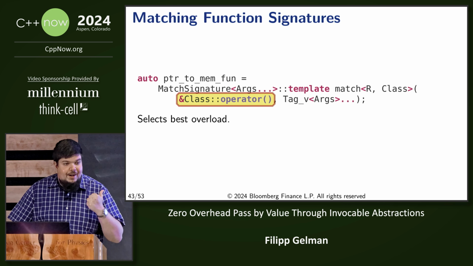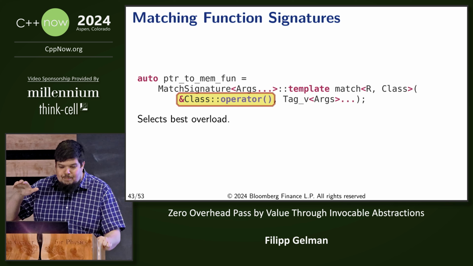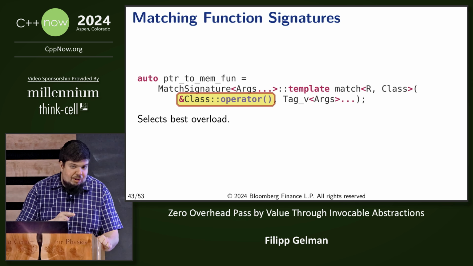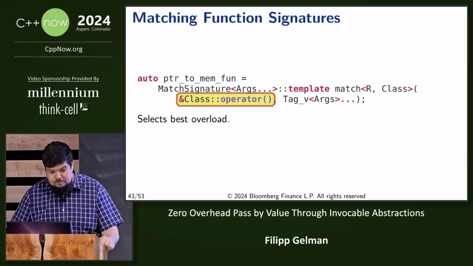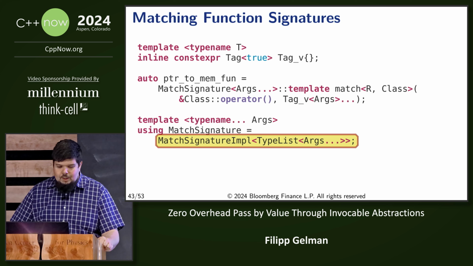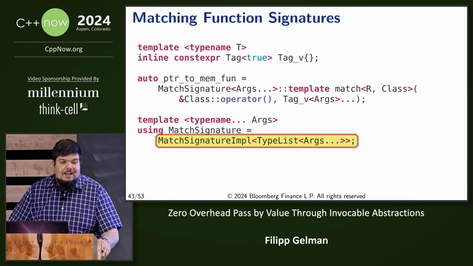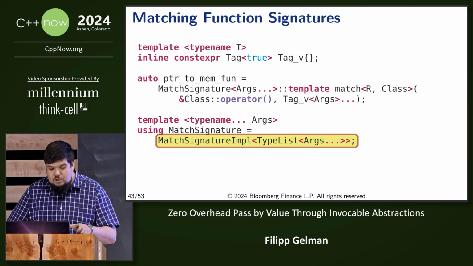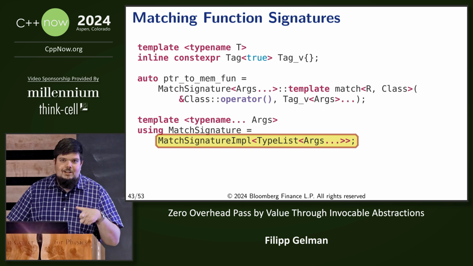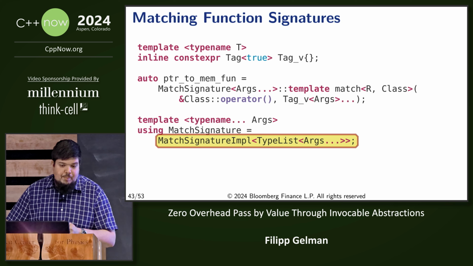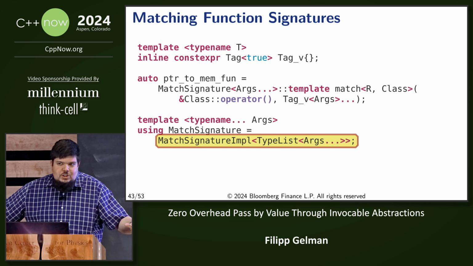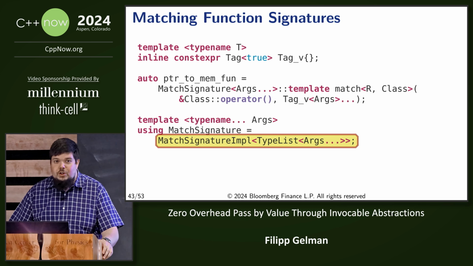Now all the rules from before apply, and the compiler will pick the match that corresponds to the best overload of the call operator for this set of arguments. So how does that look? We have some abstractions, but the important part is match signature impl, it's going to recursively decompose a list of types one at a time. And it's going to be like a recursive tree of inheritance until we get to the bottom and we have a whole bunch of functions.